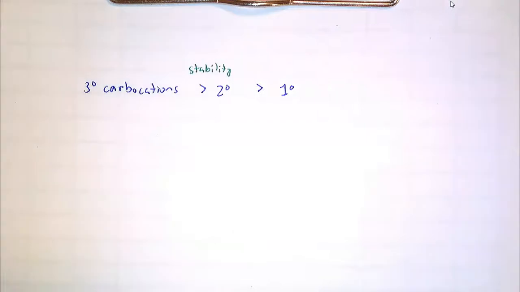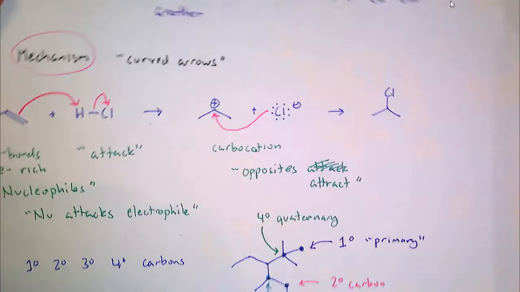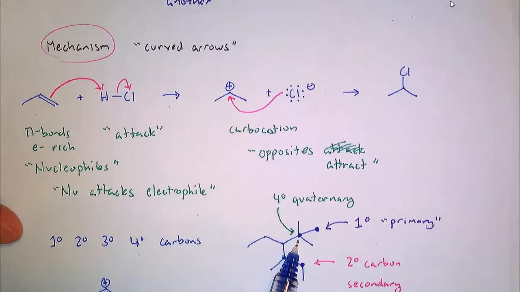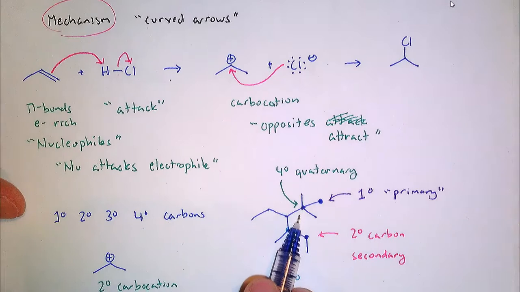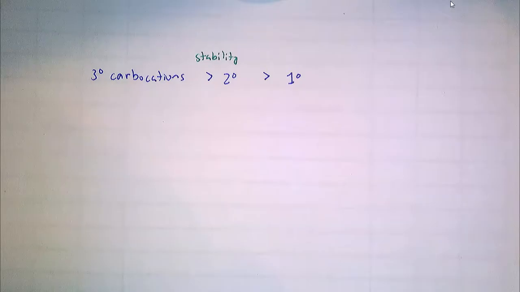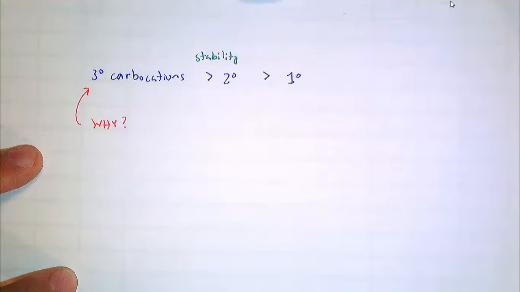How come I don't have quaternary carbocations? A quaternary carbon can't have a carbocation because it already has 4 bonds. It has to have 4 bonds. Okay, so there's no such thing as a quaternary carbocation. Why? Before we go back to the reaction, why is this the case? Why is this the case?